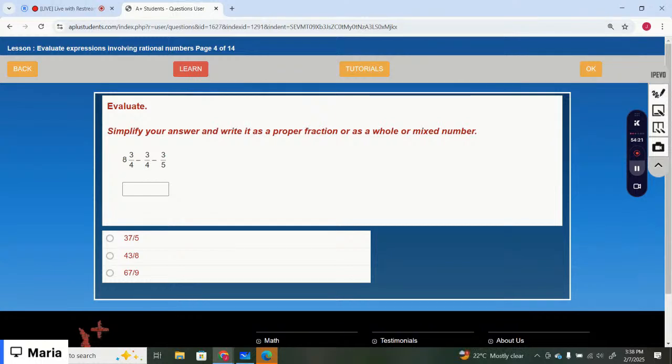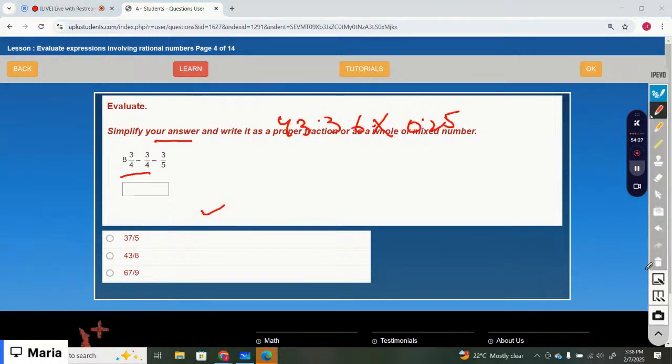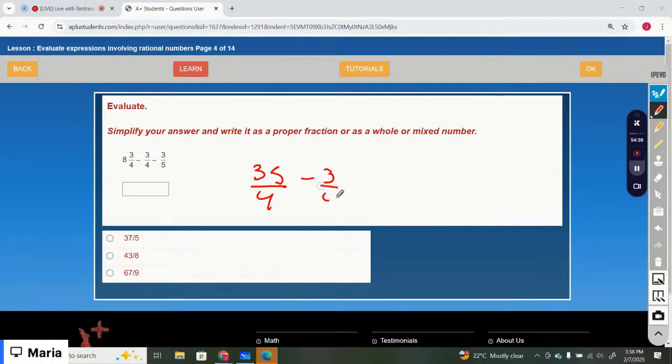Okay, 8 whole minus 3 by 4 minus 3 by 4 minus 3 by 5. So subtract these two first because they have the same denominator. 4 times 8 is 32, 33, 34, 35 over 4 minus 3 over 4 minus 3 over 5. So 35 minus 3 is 32 over 4 minus 3 over 5.